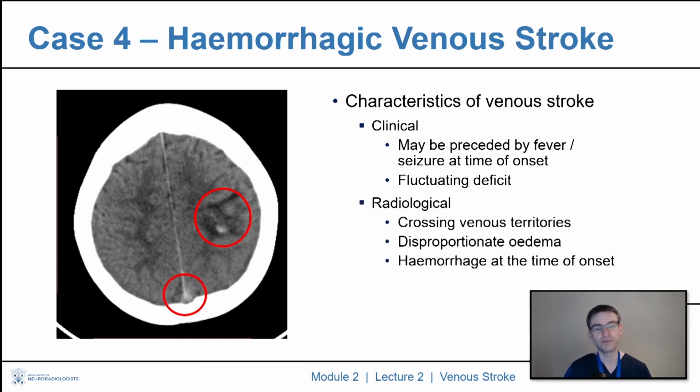And what we're looking for in the radiology is an atypical infarct. So one that crosses venous territories between maybe the MCA and PCA territory, if it's an infarct in the territory of the vein of Labbé, for example. We could see disproportionate edema as a result of venous hypertension. And we're looking for hemorrhage at the time of onset. Hemorrhagic transformation of an arterial infarct often happens a little bit down the track, a day or two later, as opposed to being present on the initial scan.